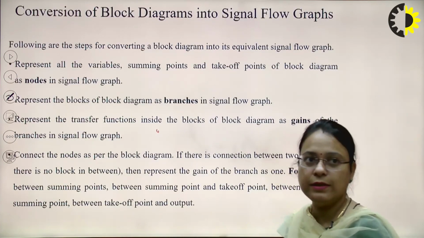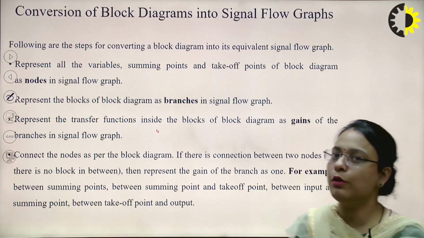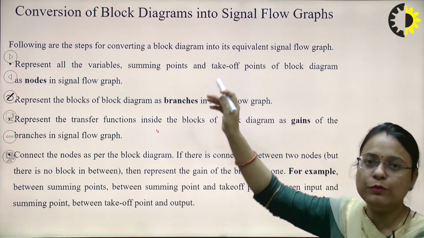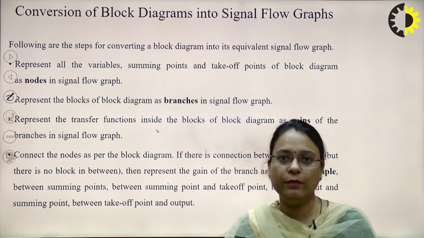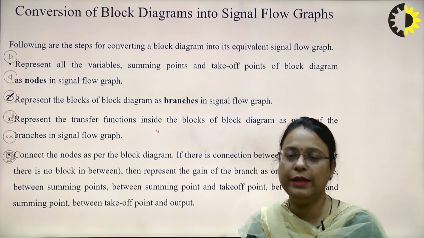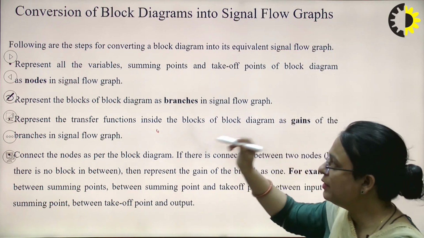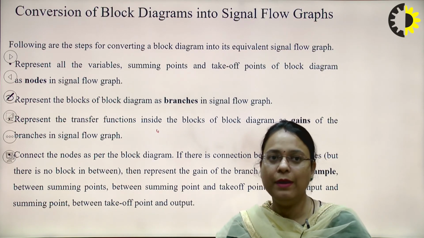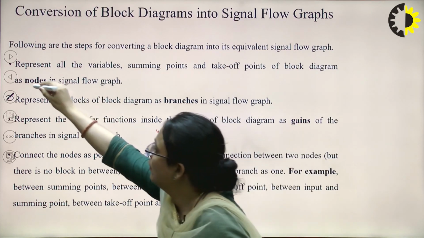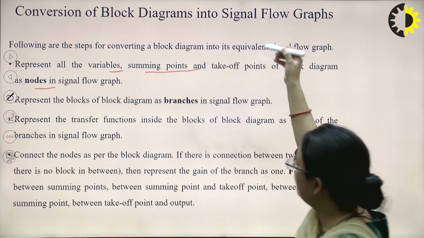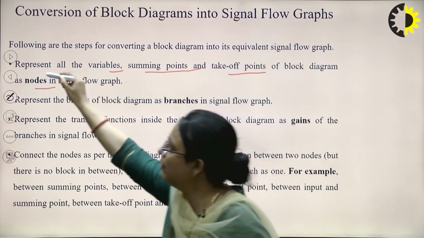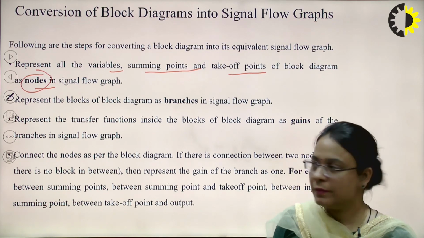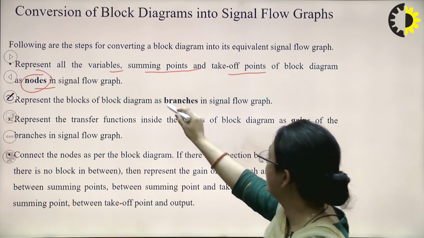Now let us discuss another method: how to draw the SFG when a block diagram is given to us. These are the steps that have to be followed. First step is to represent all the variables, all the summing points and all the takeoff points of the block diagram by nodes, to draw the SFG. Then the second point is to represent the blocks of the block diagram as branches in the signal flow graph.